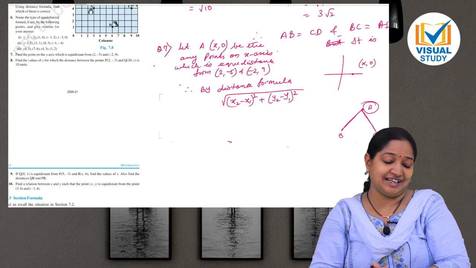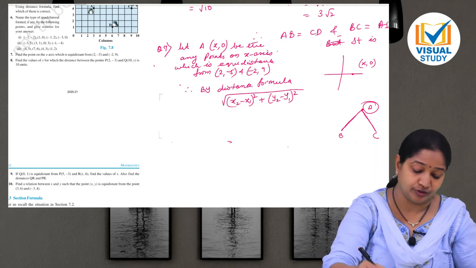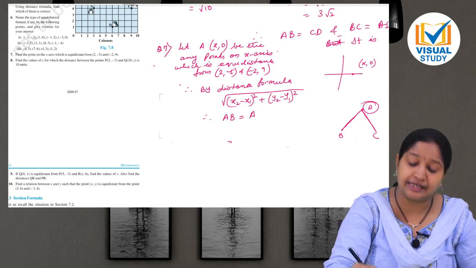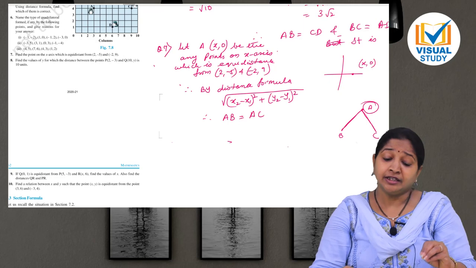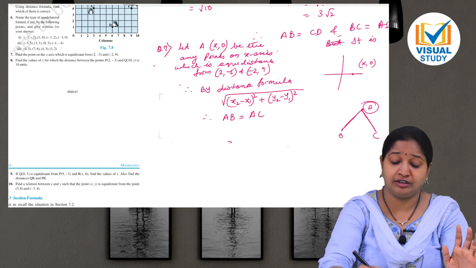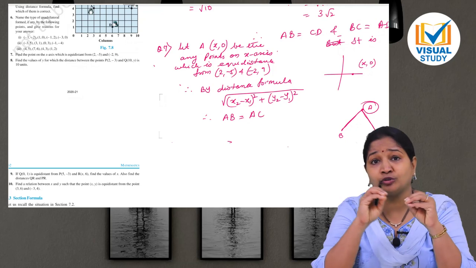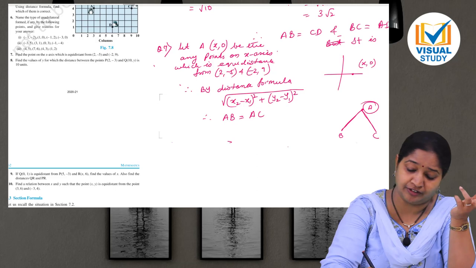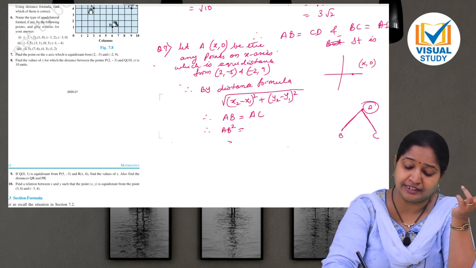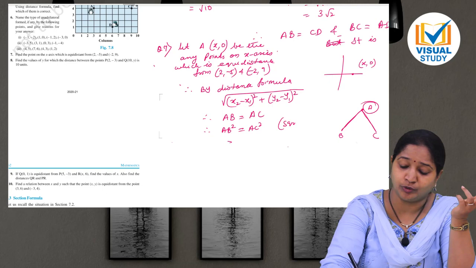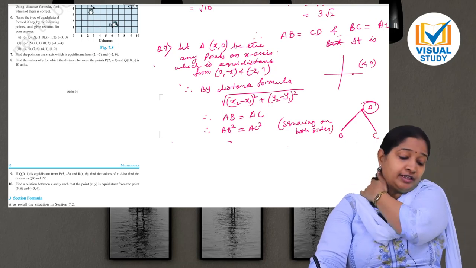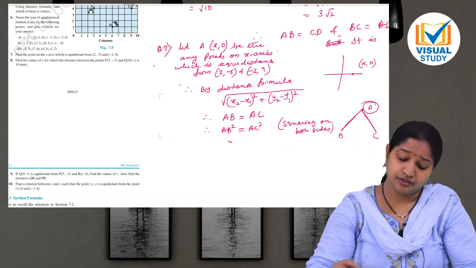So find the point on the x-axis which is equidistant from these points. Therefore we have to know that AB equals AC. Here I will not write the square root. So, not writing the square root, I have to square on both sides. Therefore AB square is equal to AC square. Squaring on both sides means I don't have to write the square root sign.